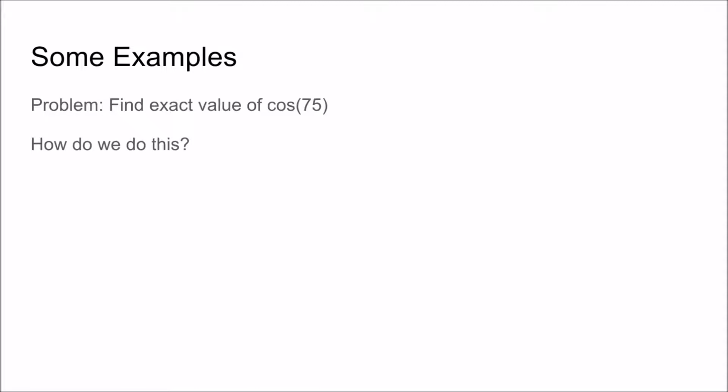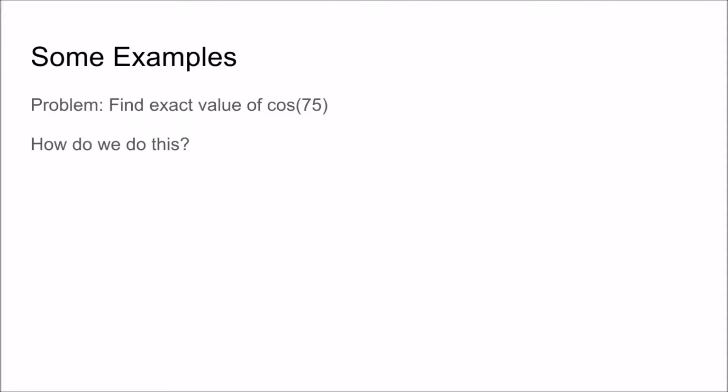So here are some problems. The first type of problem you'll encounter is finding the exact value of an angle that is not commonly known on the unit circle, like 30, 45, or 60. In this example, it's 75. So how do we do this?